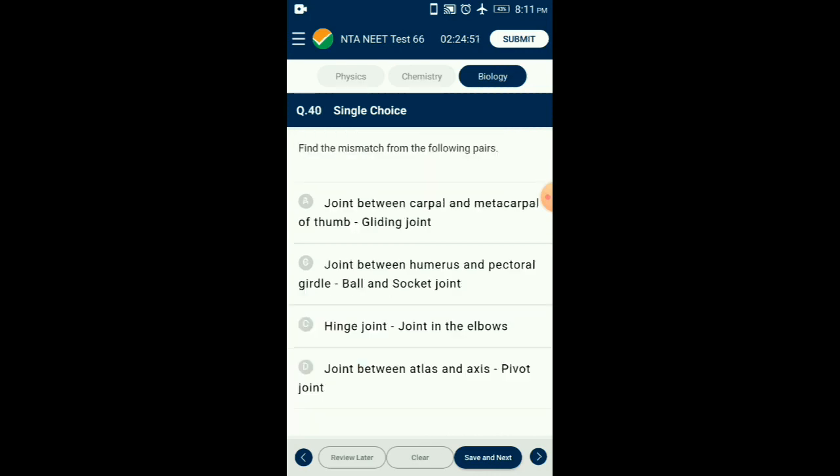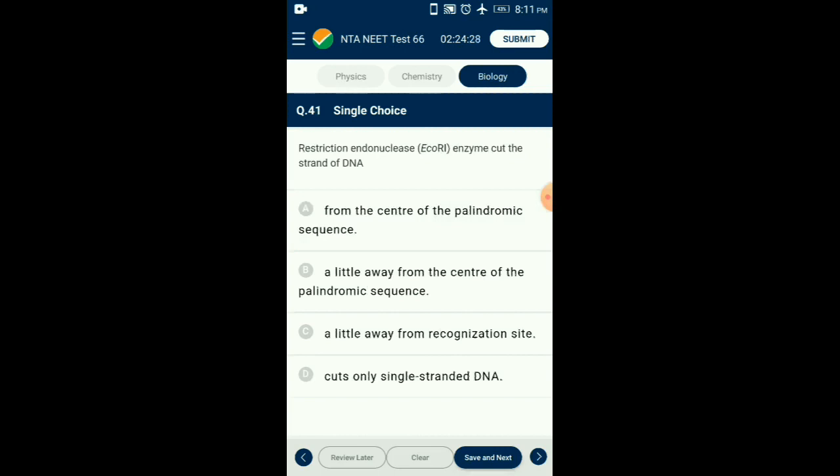Question number 40. Find the mismatch from the following pairs. Saddle joint between carpal and metacarpal of thumb. That is mismatched. So the answer for this question is option A. The joint between carpal and metacarpal of thumb is given as a gliding joint. That is the wrong one.